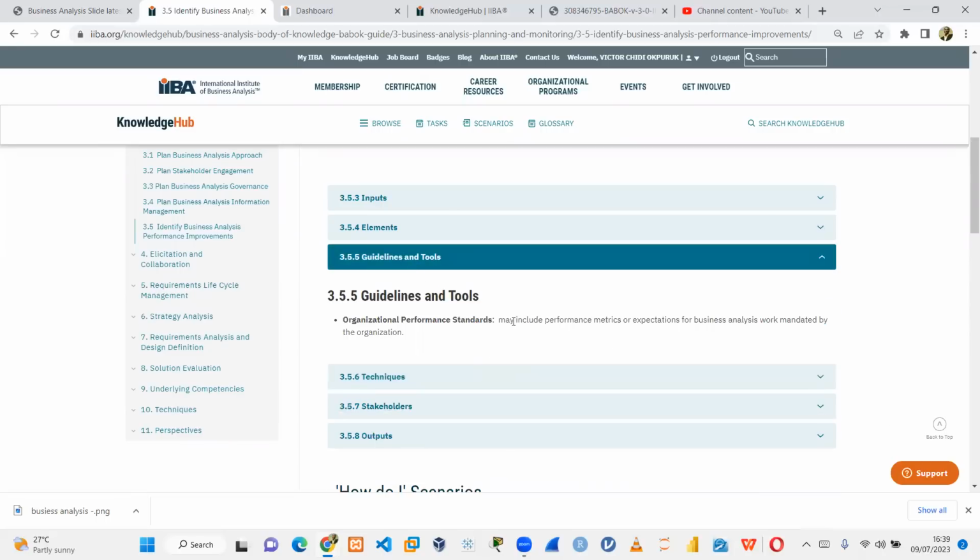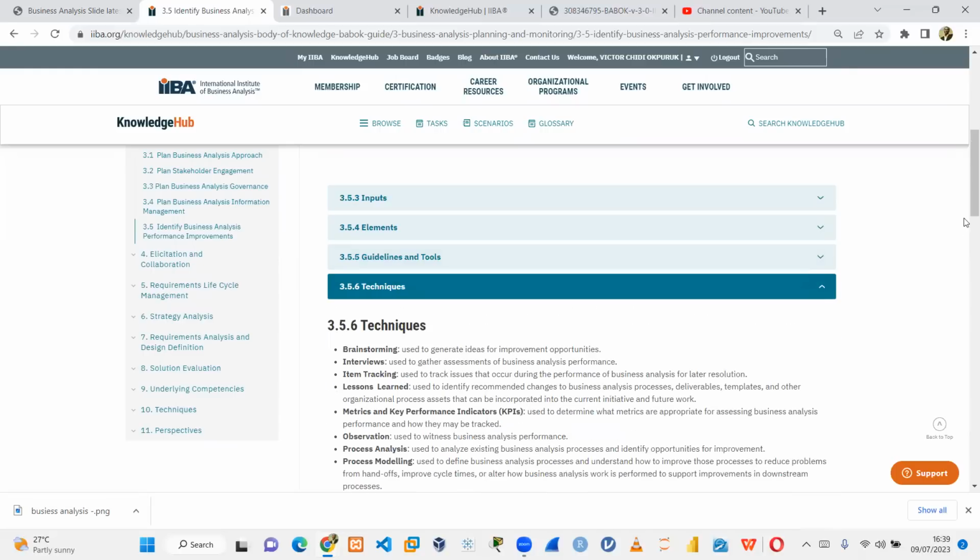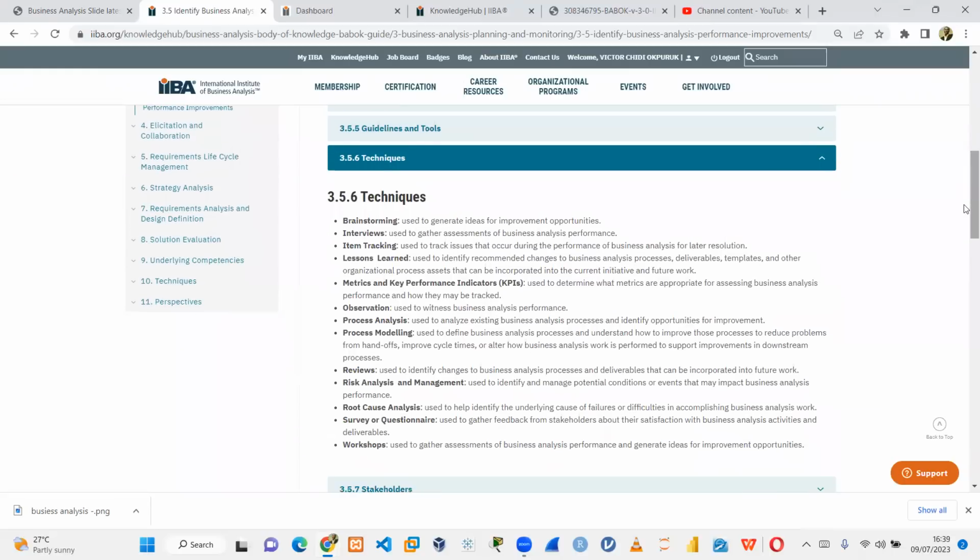Okay, I think this just includes performance metrics expectation for business analysis work mandated by the organization. Some of the techniques, I think I've talked about this earlier on. Your key performance index, this is what I'm looking out for. Your key performance index is just what is going to show that you're performing, right? And I've talked about process modeling earlier on.